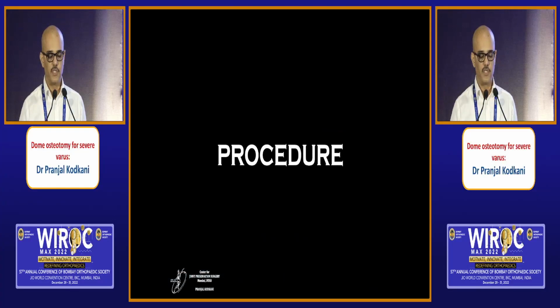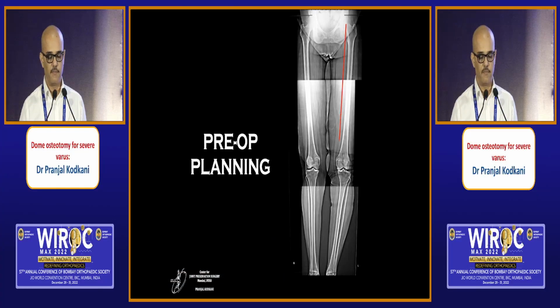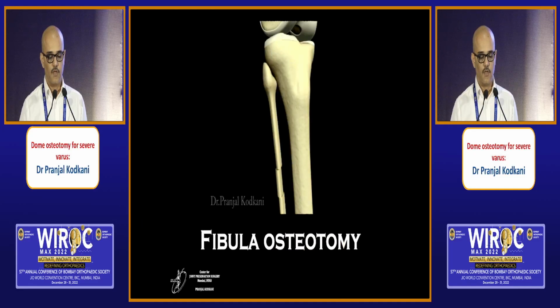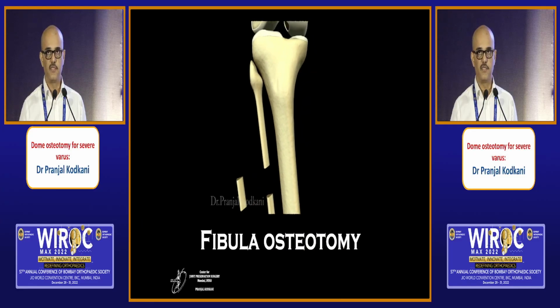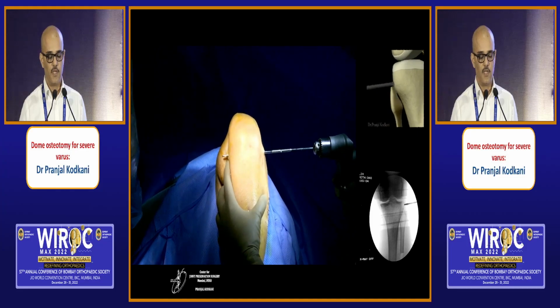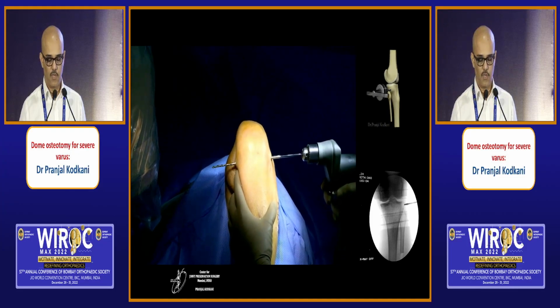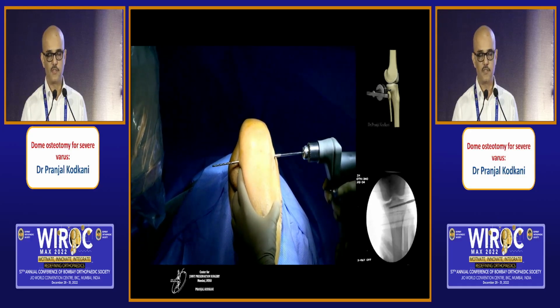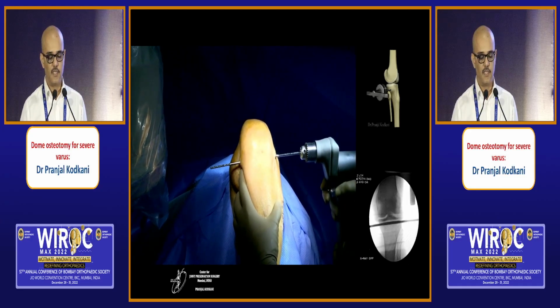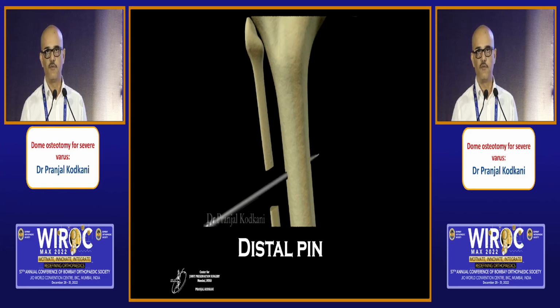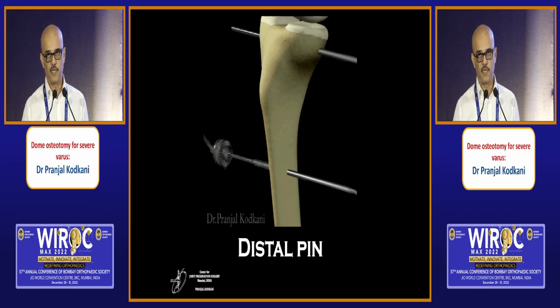Now coming to the procedure itself, that's the preoperative planning, that's the preoperative mechanical axis, postoperative mechanical axis, the ACA of the osteotomy, and therefore that is the degree of correction that we plan for. First, a fibular osteotomy is done with excision of 1 centimeter of fibula. The proximal pin is then passed just 5 millimeters below the subchondral bone, parallel to the tibial plateau. This is done under C-arm guidance.